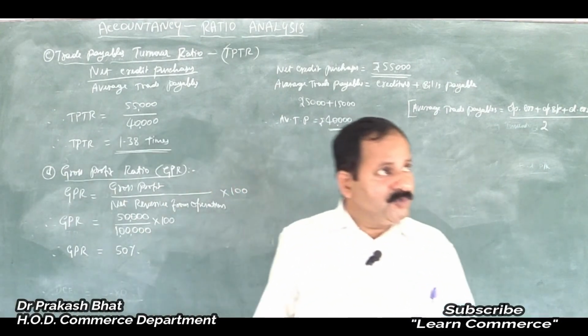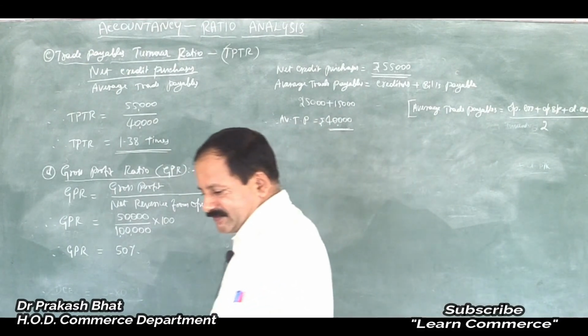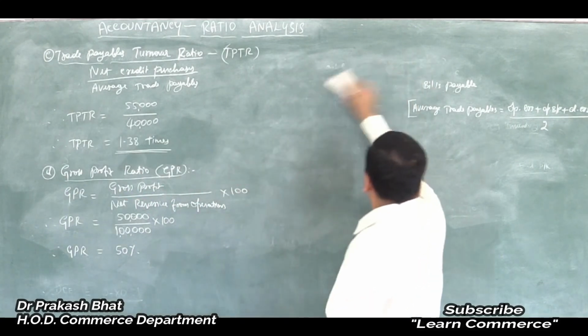Fourth one is done. Fifth one, right? That is operating ratio. Let us calculate operating ratio. I'll solve here.